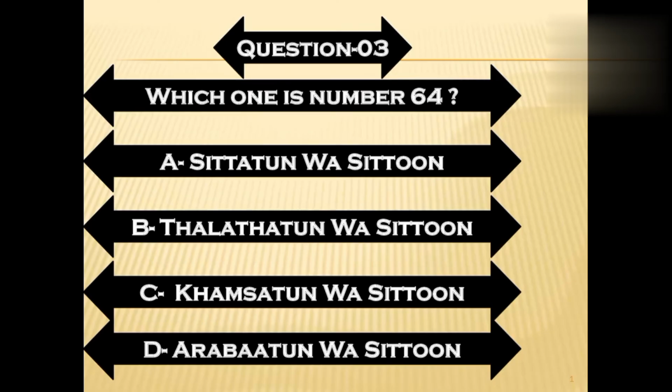Third question, which one is number 64? Options are A. Sittatun wa Sittoon, B. Thalathatun wa Sittoon, C. Khamsatun wa Sittoon, D. Arabaatun wa Sittoon.